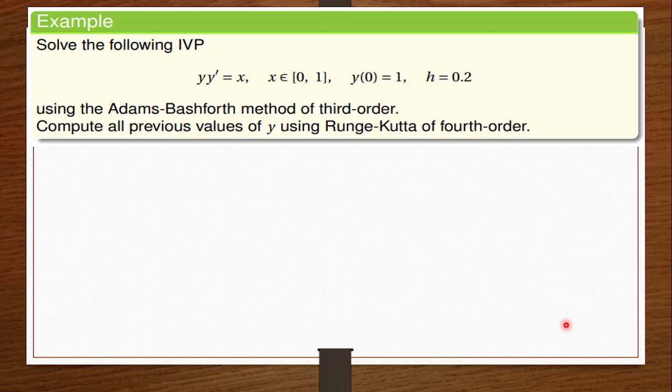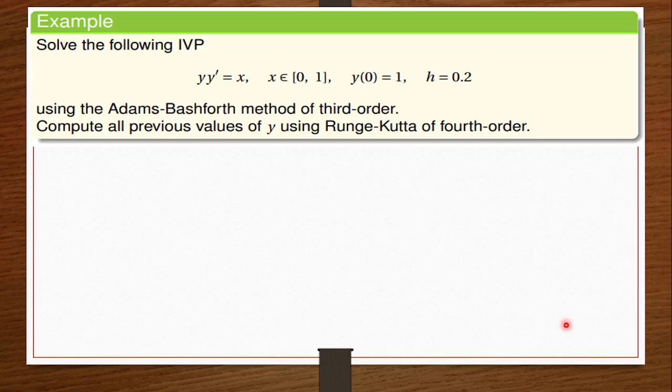So we are familiar with this question: solve the following IVP with the equation y prime equals x, with the interval of x from 0 to 1 and the initial value of y being 1, with a step length equal to 0.2, using the Adams-Bashforth method of the third order. Compute all previous values of y using the Runge-Kutta method of fourth order.